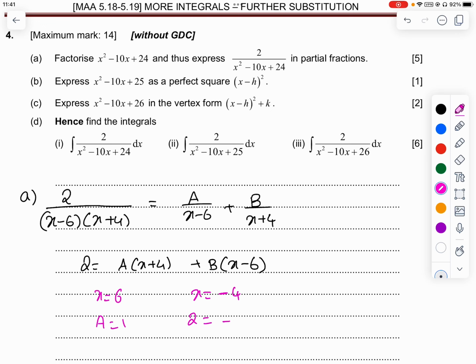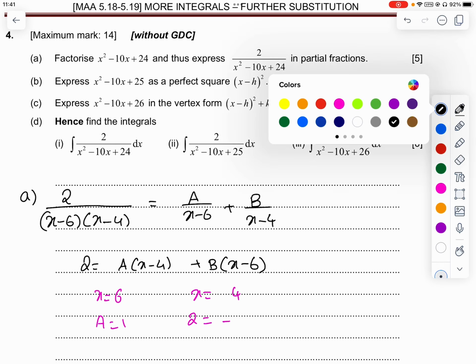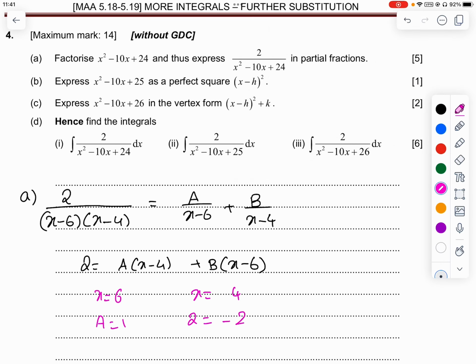rather, the factors would have been x plus 4, x minus 4 times x minus 6. So x minus 4, x minus 4. Over here also, it should be x minus 4. Then plug in x equals positive 4. Then what are you going to get? You are going to get minus 2b, so b equals negative 1.